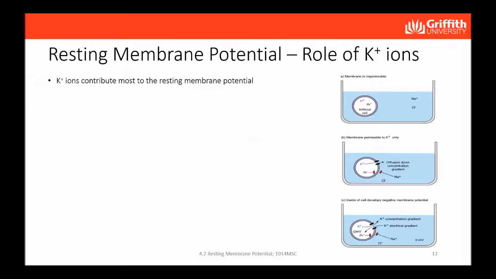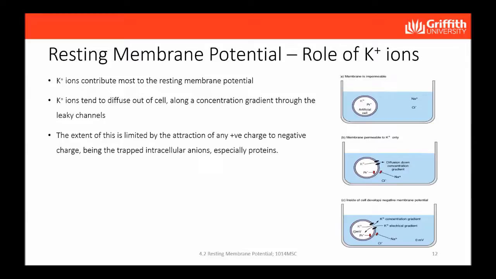Potassium ions contribute the most in maintaining the resting membrane potential. The loss of potassium through the leaky channels of the plasma membrane establishes a negative membrane potential. The membrane, which is highly permeable to potassium, allows the potassium to diffuse along its concentration gradient from inside the cell into the extracellular fluid. However, the movement of potassium ions is limited because the negatively charged anions, such as proteins and phosphates that are trapped inside the cell, attract the positively charged potassium back into the cell.